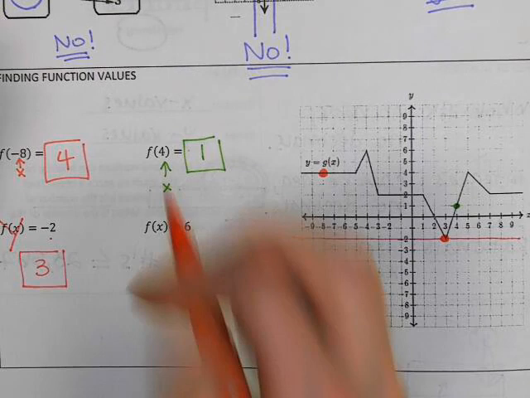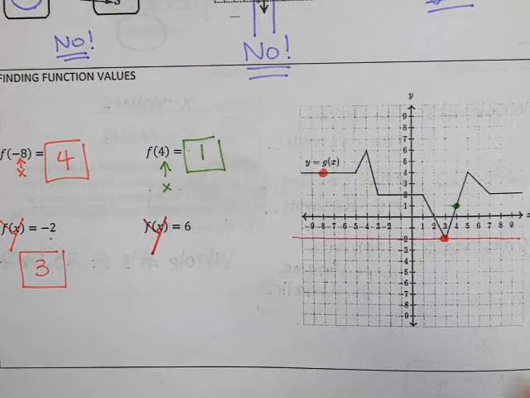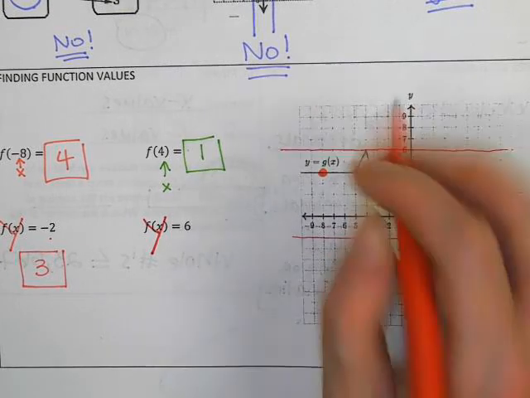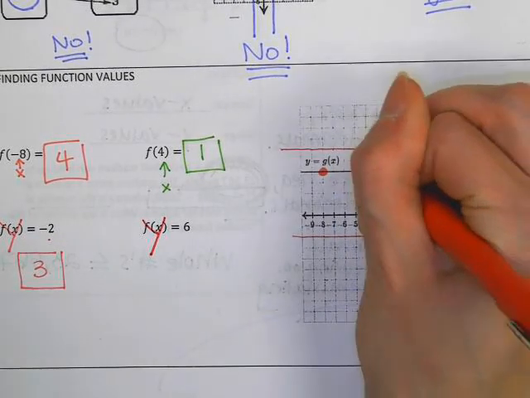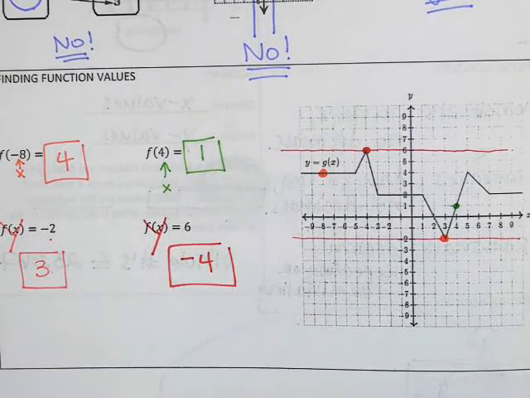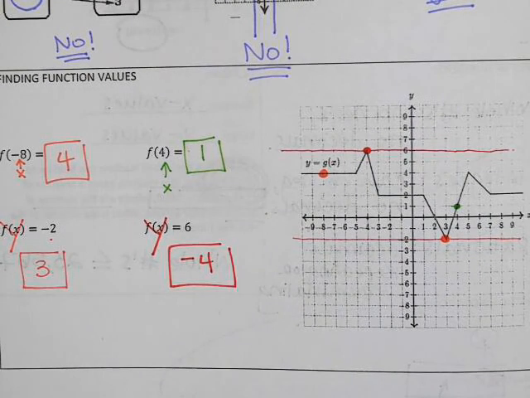And then lastly, when y equals 6. So go to where y equals 6. That hits the graph here, and that's when x equals negative 4. Okay, so just make sure you're looking at the right part of the graph.